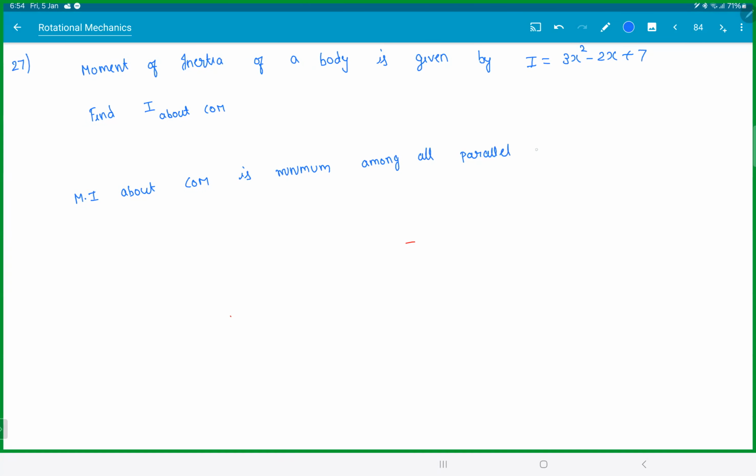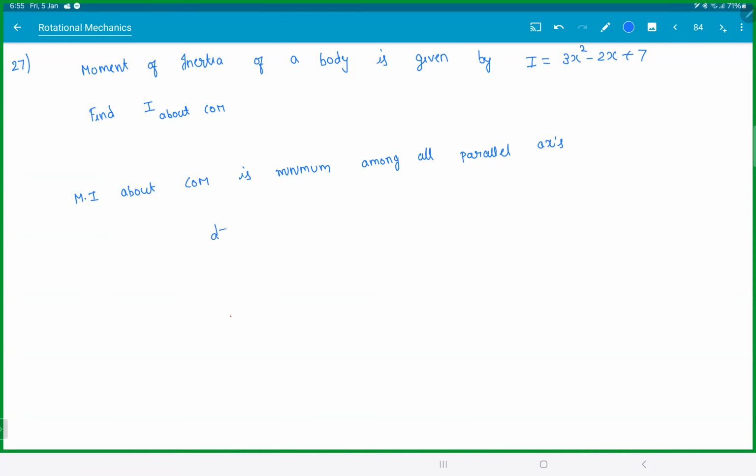And if I just skip this word, the statement is wrong. Are you getting it? They'll ask you these kinds of questions, multiple choice questions, in advance. The moment of inertia about the center of mass is minimum. Bas ho gaya, you guys will mark it without thinking. Among all parallel axes, the center of mass is minimum. If you take any two random axes and try to compare, it won't work.